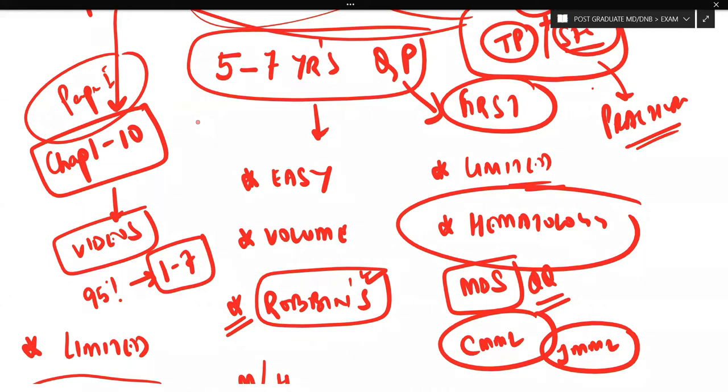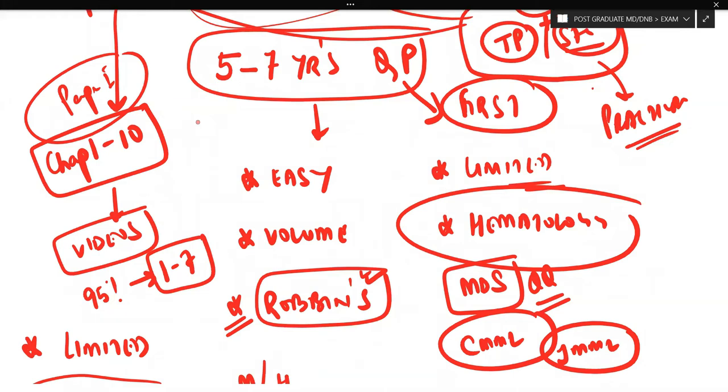But first, very importantly, whatever RBC disorders, WBC disorders and platelet disorders have been uploaded in the group, you should know those basics by heart. Many things will be added also in the group. There is a lot of time right now.